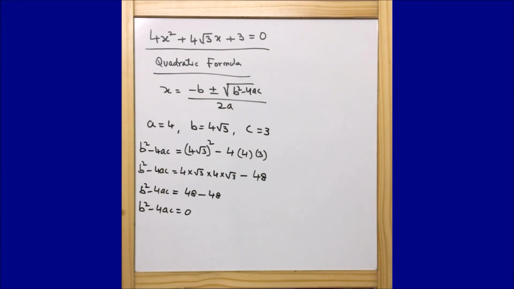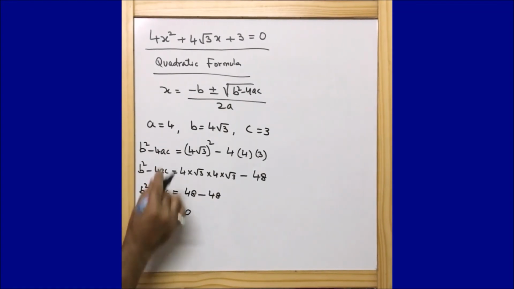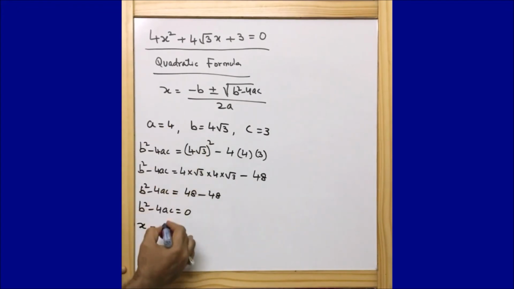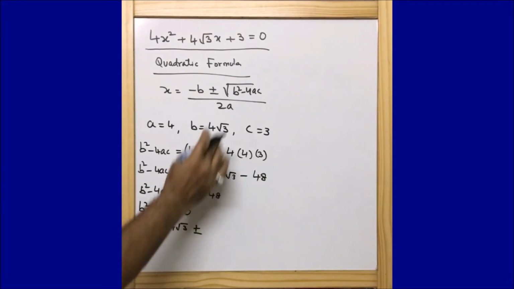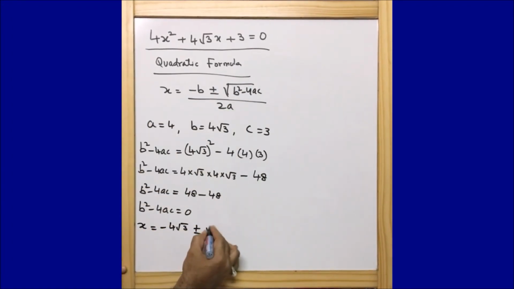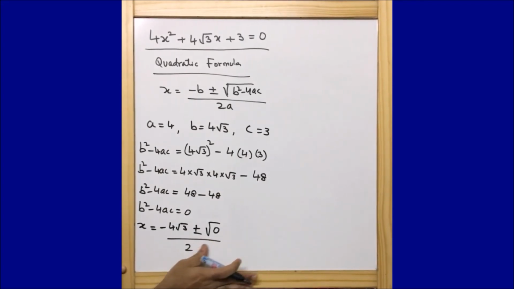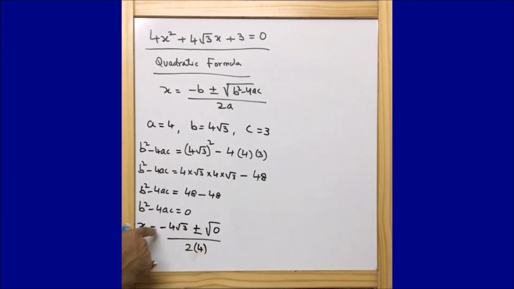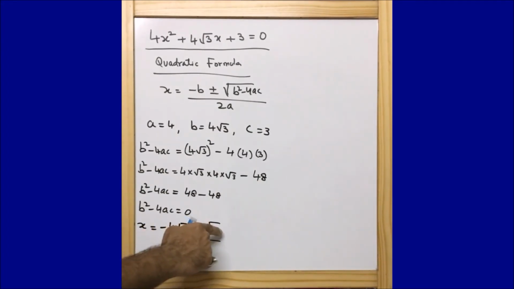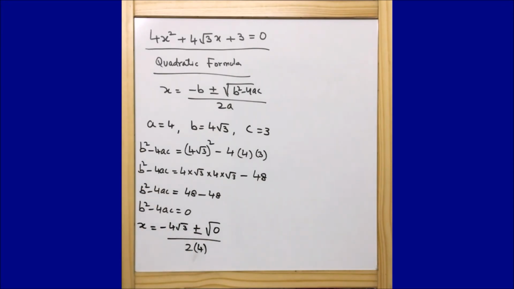Okay, now let us put these things in the quadratic formula and find out the values of x. So I can write x is equal to minus b. Here b is 4 root 3, so minus 4 root 3 plus or minus root over of b square minus 4ac, which is nothing but root over of 0, upon 2a. The value of a here is 4. So x is equal to minus 4 root 3 plus or minus root 0 by 2 into 4. Now let us solve this.